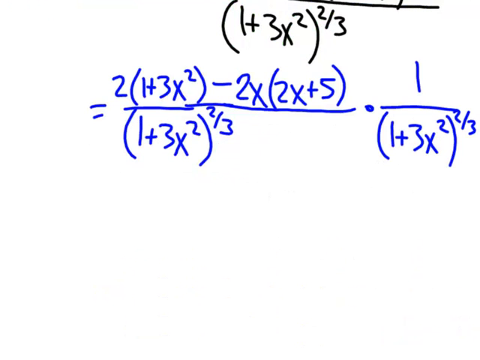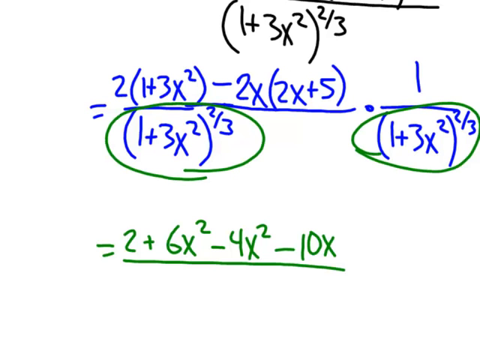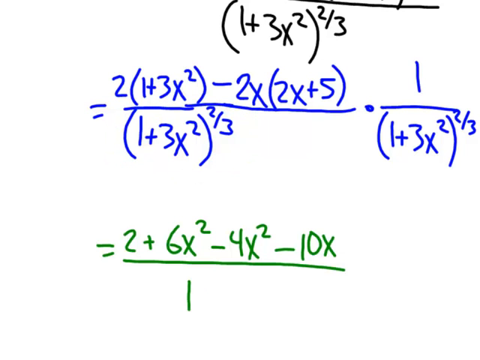All right. You are loving algebra right about now, I am predicting. So let's see what we have here. Let's distribute that, and be careful, make sure you distribute the negative, of course. 2 plus 6x squared minus 4x squared minus 10x, all over this times this. We simply add the exponents, right? When we're multiplying those expressions, we add the exponents.